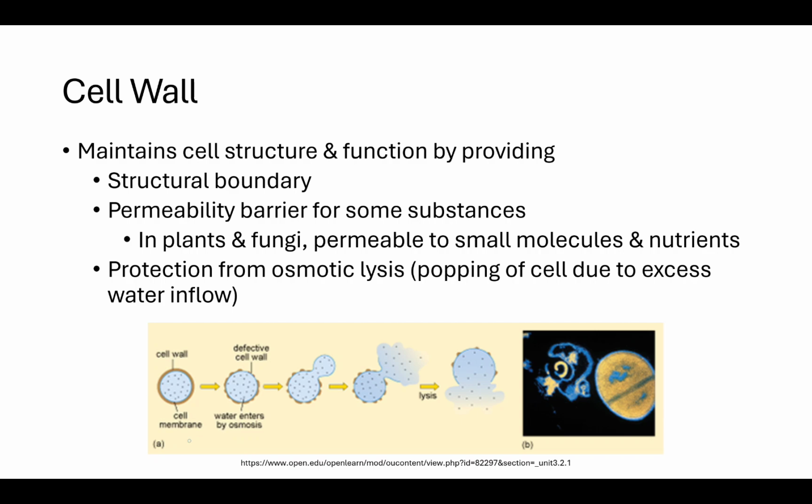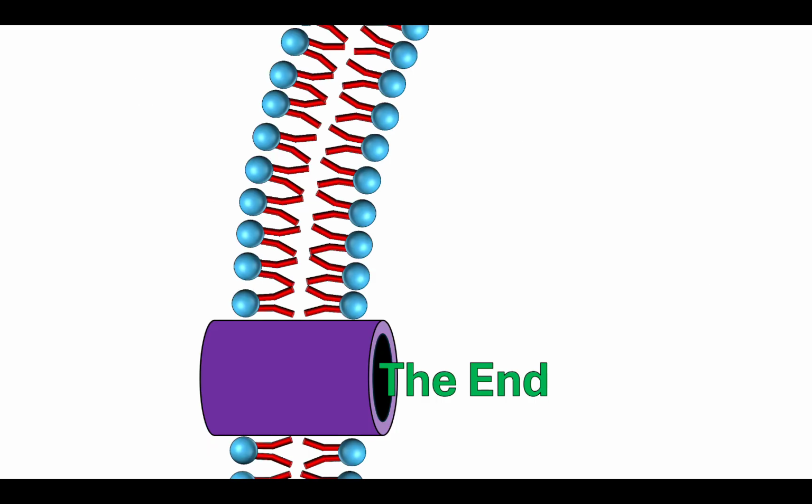This is when a lot of water is entering the cell. Here you see in this picture a cell with the cell wall intact. Water can enter and the cell wall is not as stretchy or flexible as the cell membrane, so the cell won't pop once you have a lot of water entering. Instead, here is a bacterial cell with a defective cell wall and water is entering by osmosis. Since it has a defective cell wall, it can't protect itself from lysis and it pops. That's going to become really important when we talk about osmosis, especially in plant cells. All right, there we go.